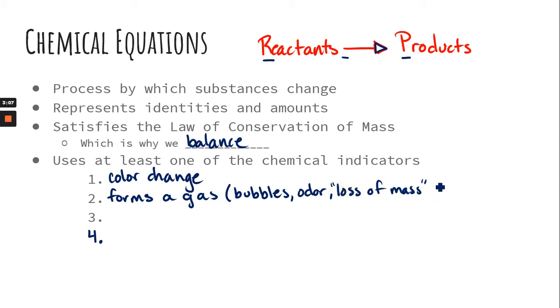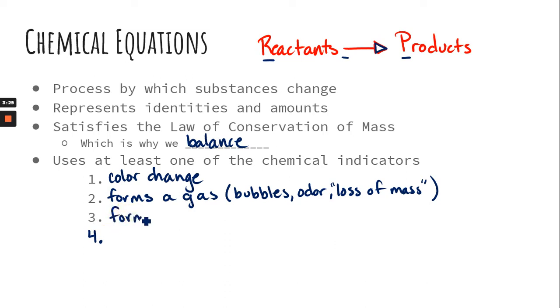But really we're not losing mass, it's just escaping into the atmosphere. So if you think about when you burn a heavy log and then you collect all those ashes and you weigh it again, the ashes weigh less than the log does. That's because you formed some gas. And it's hard to collect that from the atmosphere. All right, so we have color change, we have form of gas.